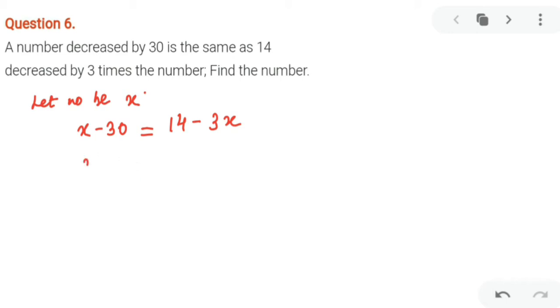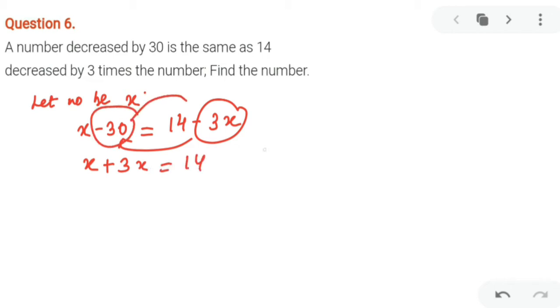Okay, dear kids, now take this minus 3x over here. So it will be plus 3x, and take this minus 30 over here. So that will be plus 30. So you will get 4x is equal to 44. x is equal to 44 upon 4. That is 11.